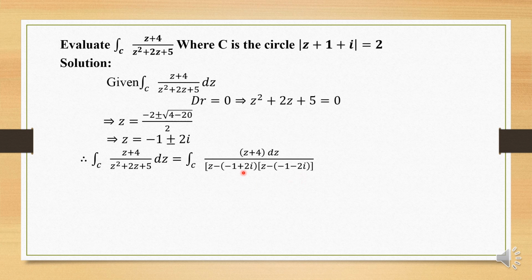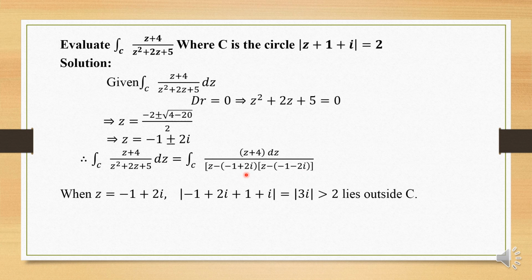Now we check whether the two poles are inside or outside for the given curve modulus of z plus 1 plus i equal to 2. For that, consider the first pole minus 1 plus 2i and substitute it in the given curve. Replace z by minus 1 plus 2i plus 1 plus i. So this becomes modulus of 3i. Modulus of 3i value is 3. It is greater than 2, so it lies outside.